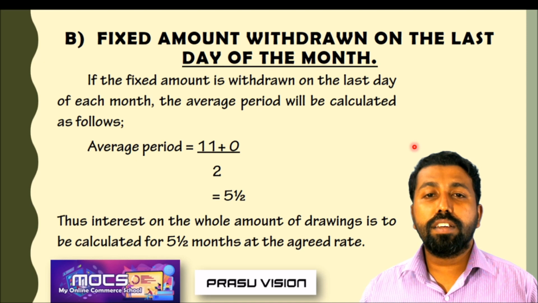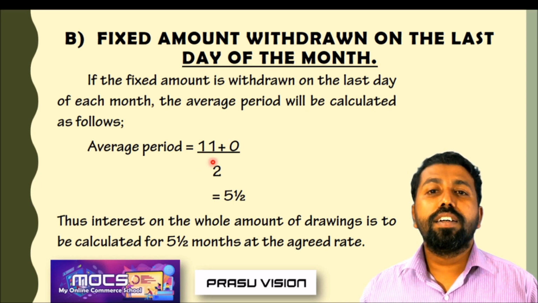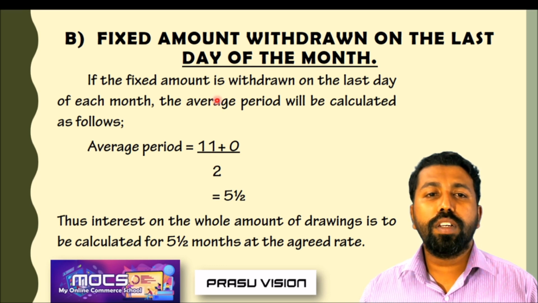Every drawing is made on the last day of the month. So here also the average period will vary. January 1st is the first case, but here January 31st is the second case. When the amount is withdrawn at the end of the month, suppose January 31st is the date of the drawing.